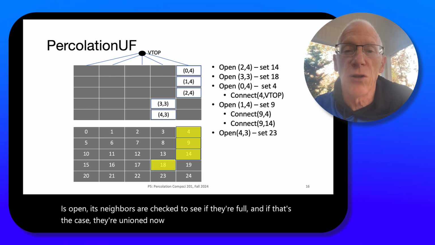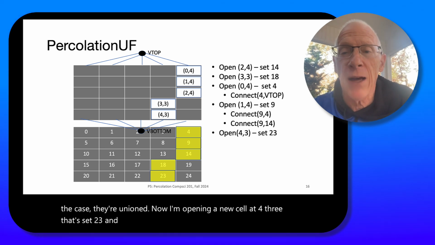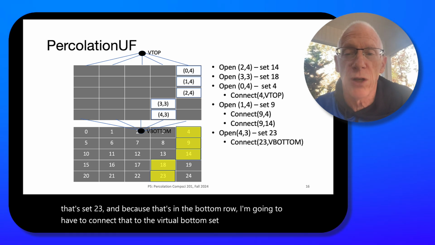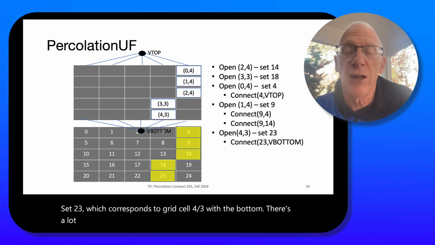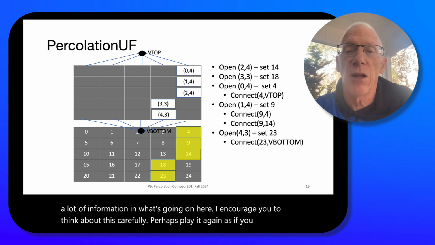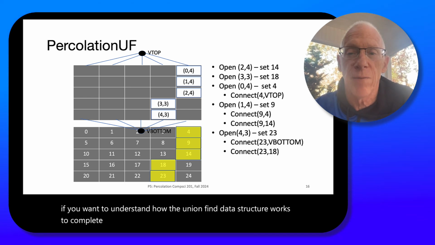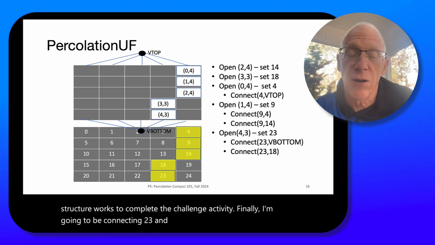Now I'm opening a new cell at 4,3. That's set 23, and because that's in the bottom row, I'm going to have to connect that to the virtual bottom set. So I union or connect set 23, which corresponds to grid cell 4,3, with the bottom. There's a lot of information in what's going on here. I encourage you to think about this carefully, perhaps play it again, if you want to understand how the union find data structure works to complete the challenge activity. Finally, I'm going to be connecting 23 and 18 because they're adjacent.